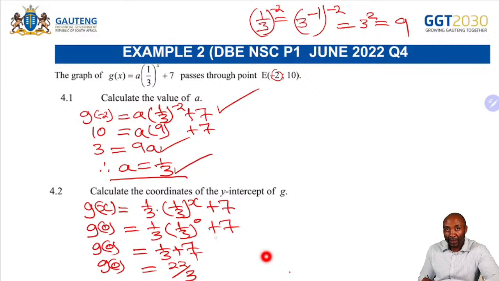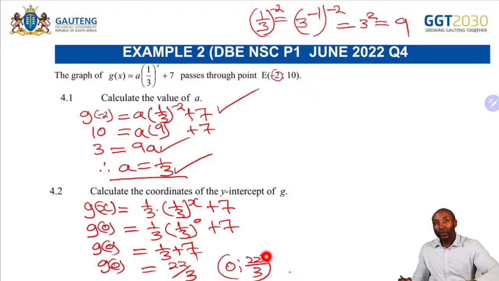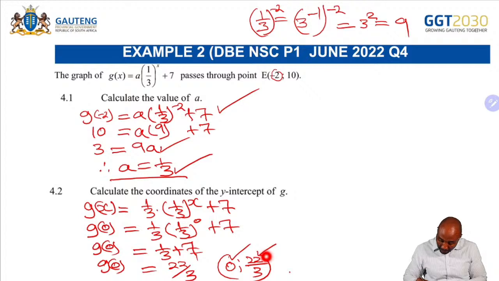1 over 3 plus 7 will give you 22 over 3, meaning our y-intercept will be (0; 22 over 3). So for this one, you can get the 2 marks even if you just write down the answer, (0; 22 over 3), because those are the coordinates of our y-intercept. Substituting 0 and then getting 22 over 3 will give us the y-intercept.